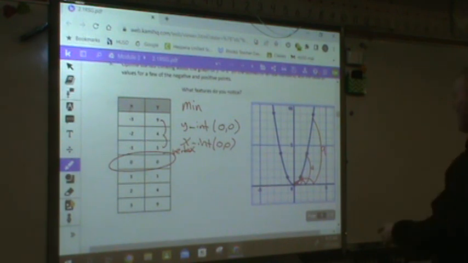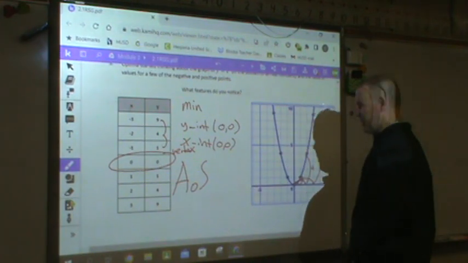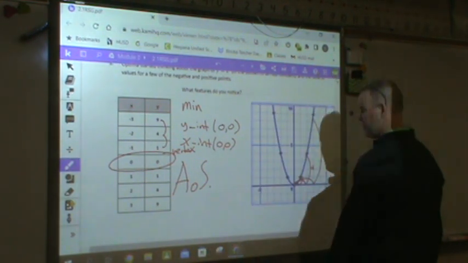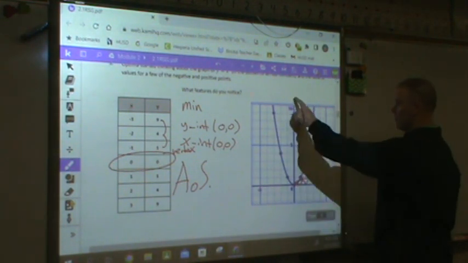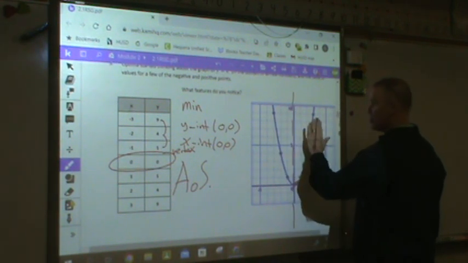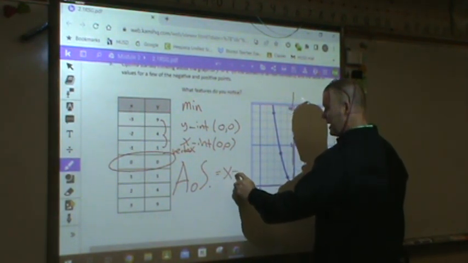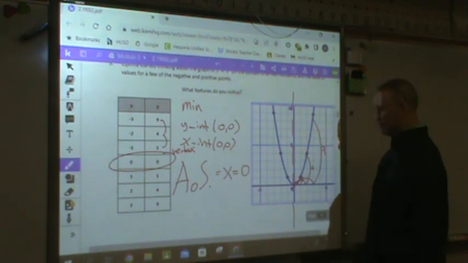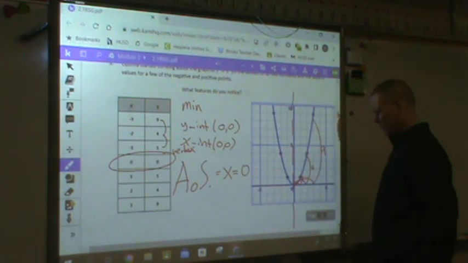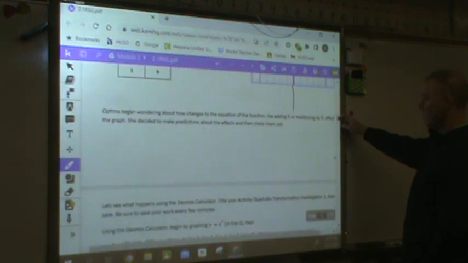Oh, one other thing. Axis of symmetry. I label this AOS, capital A, lowercase o, capital S. What is my axis of symmetry? The axis of symmetry divides this parabola in half. They become reflections of each other. The axis of symmetry is always going to be x equals something. In this case, it's x equals 0. So the axis of symmetry is x equals 0. That was one other feature. And then we move on.